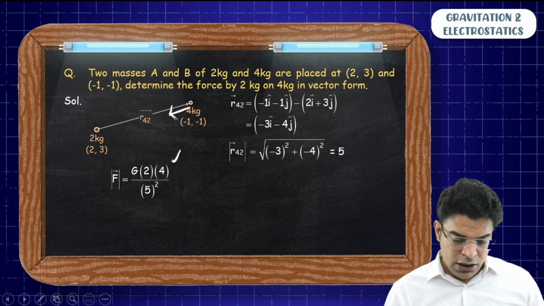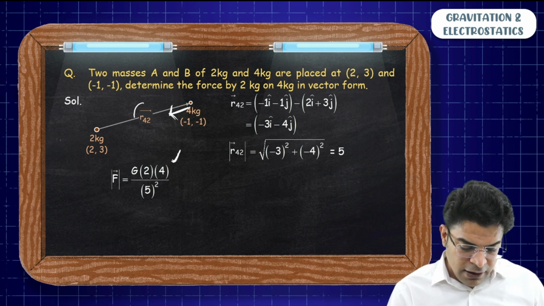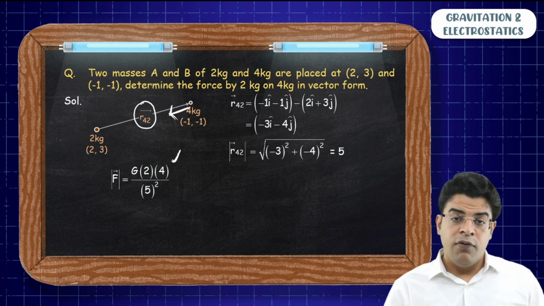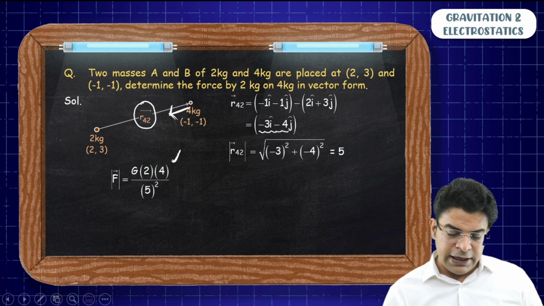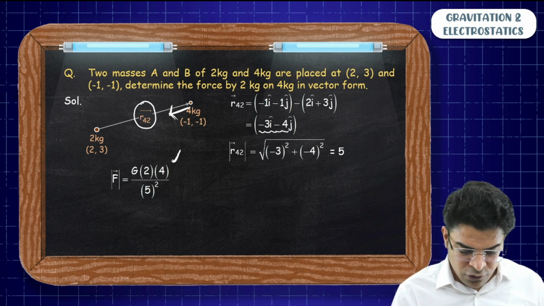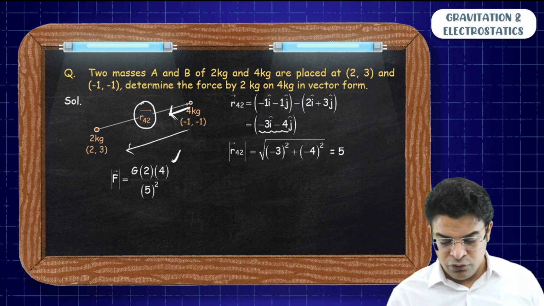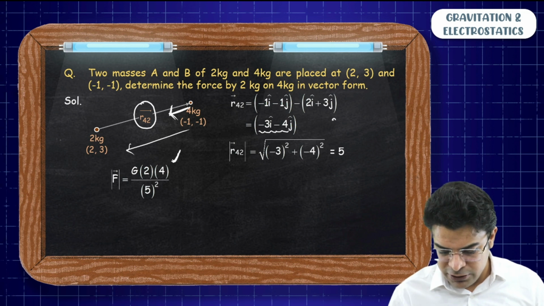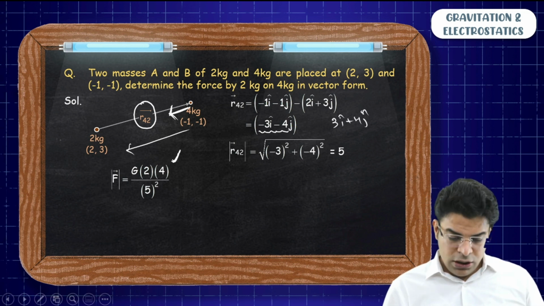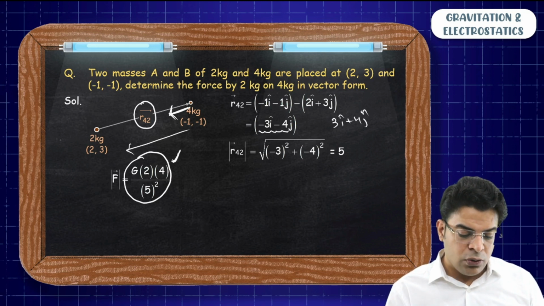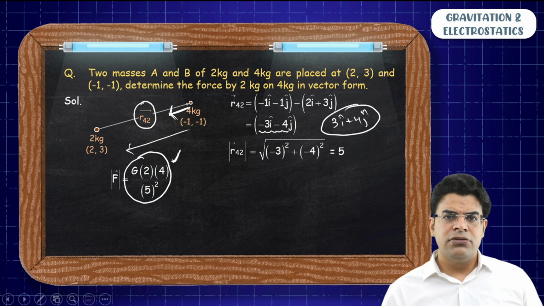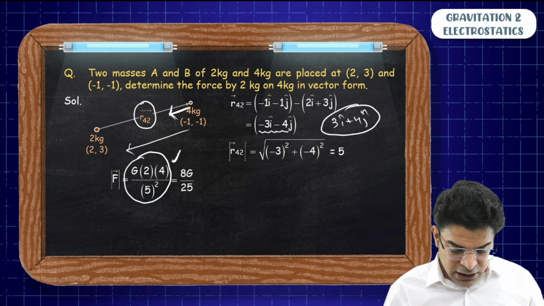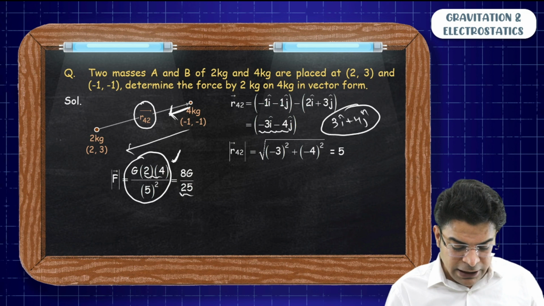And I know how to write a vector from 2 to 4; I have written it already. So I can also write a vector from 4 to 2. The vector from 4 to 2 will be the flip of it, so that will be 3 i cap plus 4 j cap. So I know the magnitude of force that I need to write, and I know the direction in which I need to write it. So now write: the magnitude of force is 8G by 25.